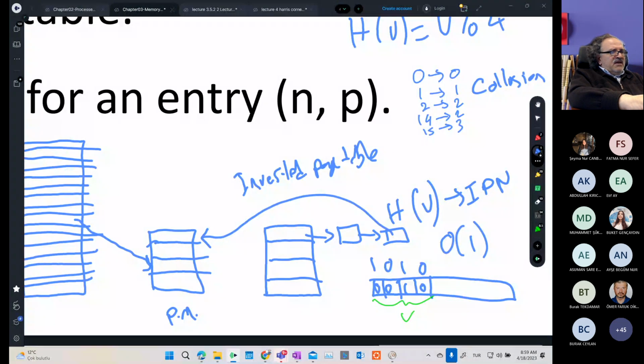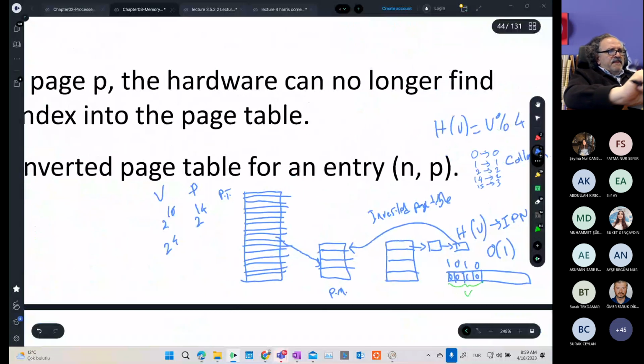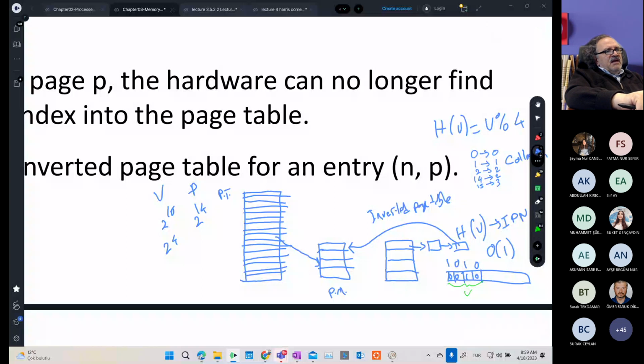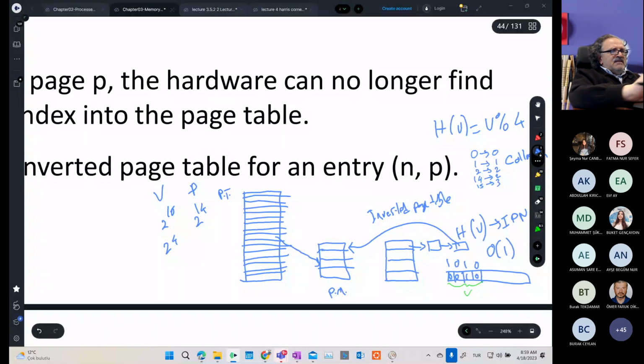So if it is done in the hardware, this is all nice. It is called inverted page tables. Of course, this is not done entirely in hardware. Hardware is going to help you. So inverted page tables is an alternative to multi-level page tables or regular page tables. It uses the hash function, a linked list for the collisions, and sometimes open addressing.